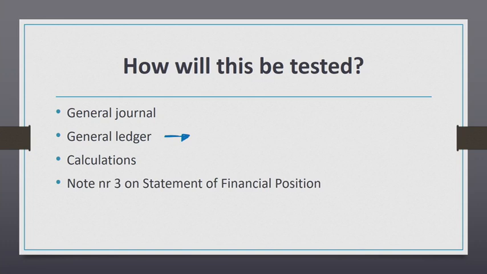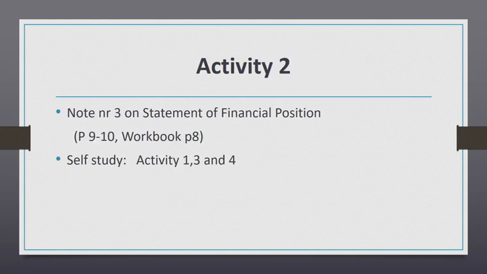That can also be tested, grade 11 as well as in grade 12. And then internal control measures over assets can also be tested. Once again, internal control, ethics, part of all topics that you do. We are going to look at activity 2, which is note number 3 on the statement of financial position, and that will be in your activity book.